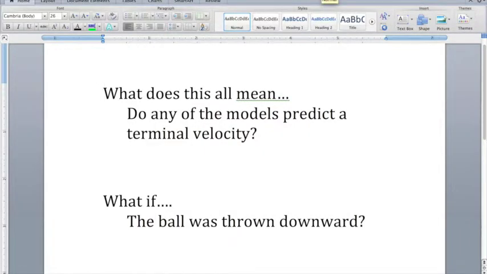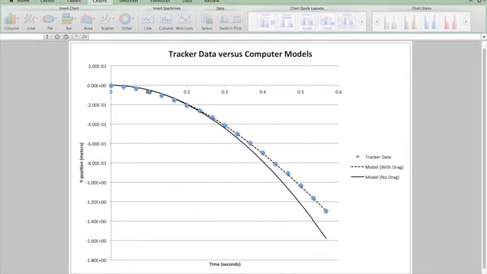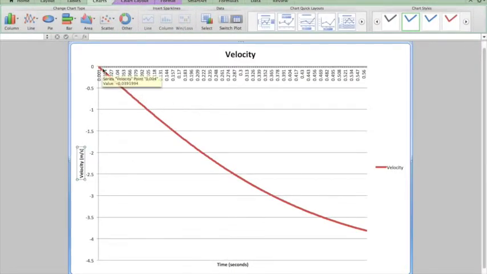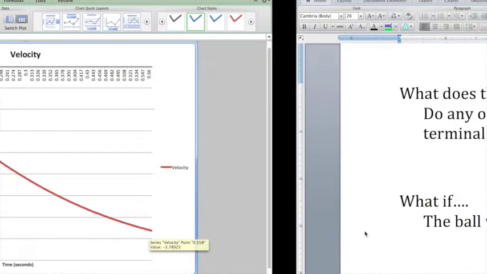So, do any of the models predict a terminal velocity? Well, the model that neglects drag and only has the weight force does not predict a terminal velocity, simply because it has a constant force acting upon it and there's nothing that tries to cancel it out. But if you look at the velocity versus time for the model with drag, you can see that as time goes on, the velocity starts going toward a limit of around -4, and it's going to keep going and taper out at a certain point, which is where the drag force and the force due to gravity are equal to each other, which is where it hits its terminal velocity.